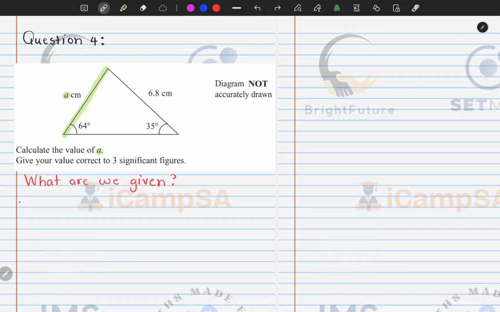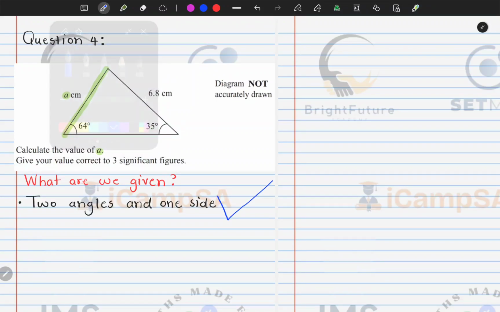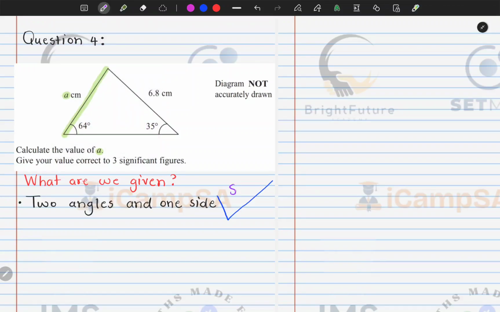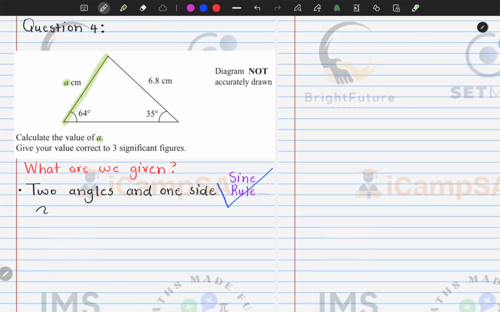So what this means is we are given two angles and one side. And if you remember, when we have two angles and one side, you are allowed to use our sine rule, not cosine. We'll deal with cosine later. So what we are going to do is put the sides in proportion with the angles.